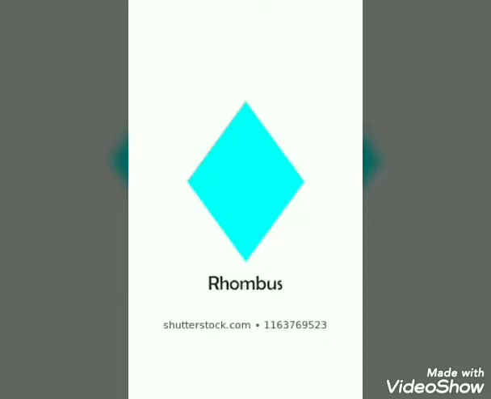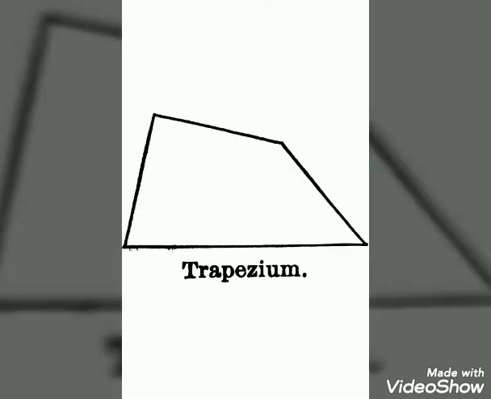Okay. Next one, you see a rhombus. All the sides are equal and it looks like a square. But the adjacent sides do not make a right angle. That is called a rhombus. Okay. Next one, trapezium. The pair of opposite sides are parallel. That is called a trapezium. Okay.